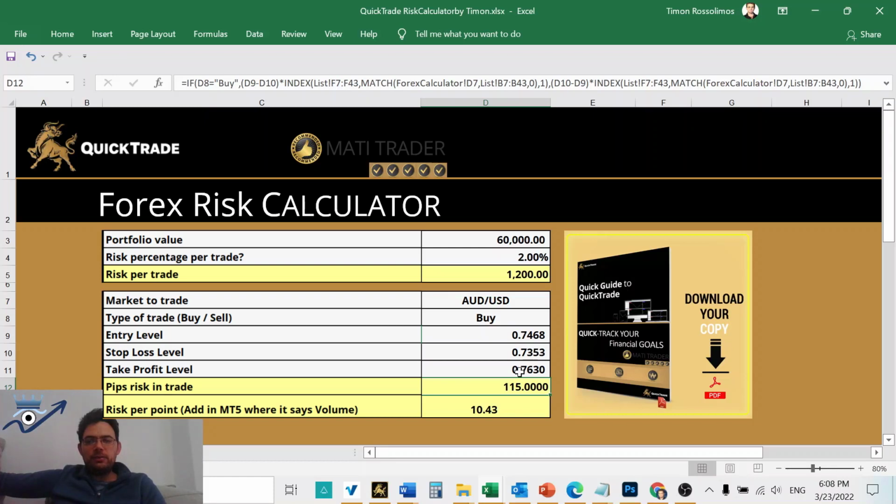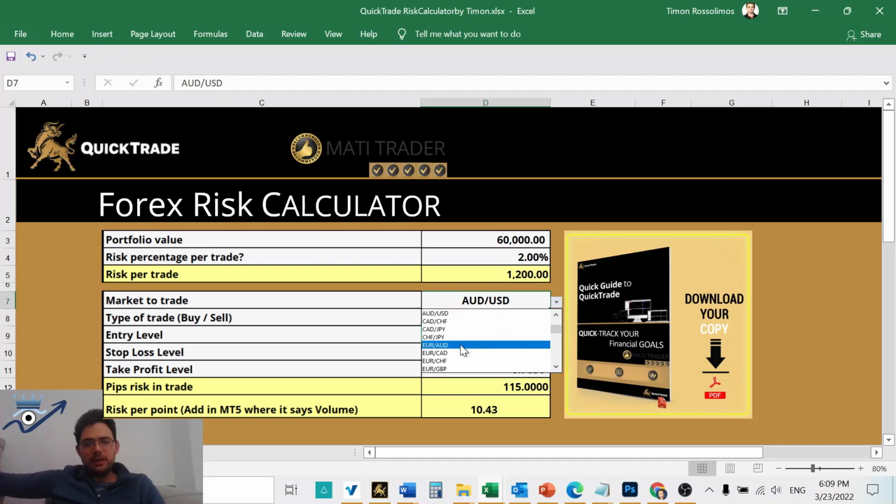Because the take profit is irrelevant with calculating the volume or the risk per point that's needed, this is just for reference if you want to write it down in your journal. So entry minus stop loss is when you buy, stop loss minus entry is when you sell, and obviously if you choose a JPY, it will times by 100 instead of 10,000 to calculate the pips risk very easily.